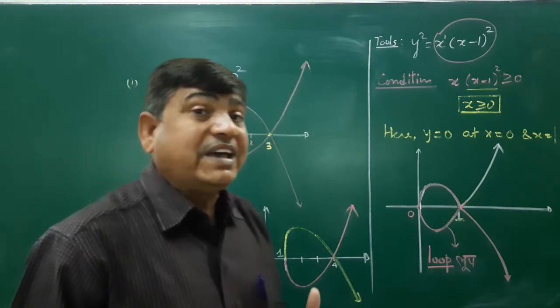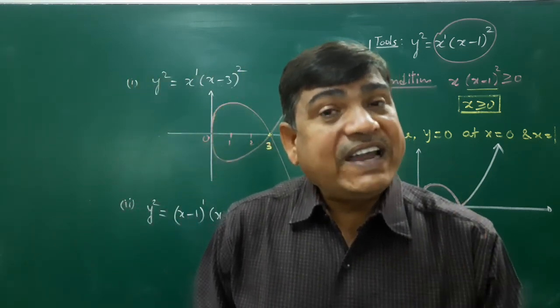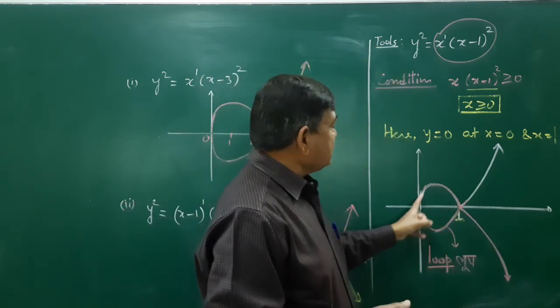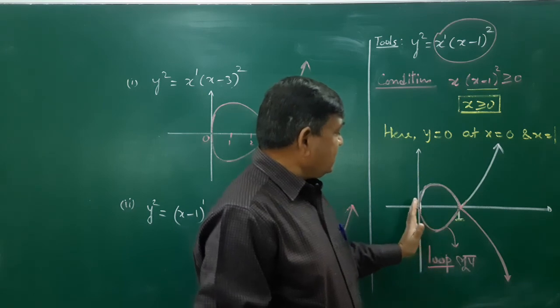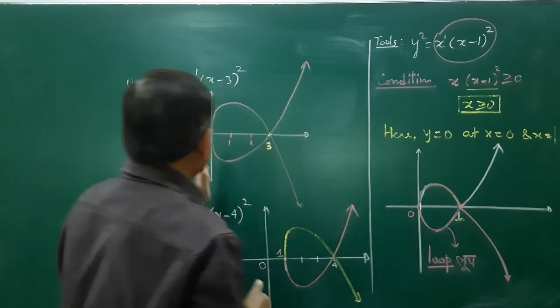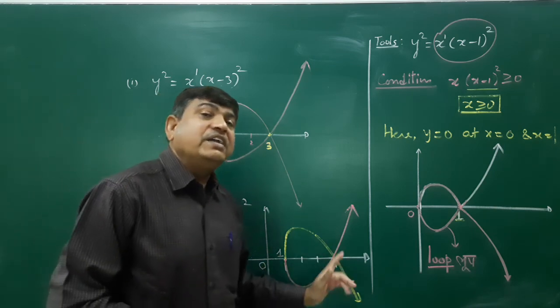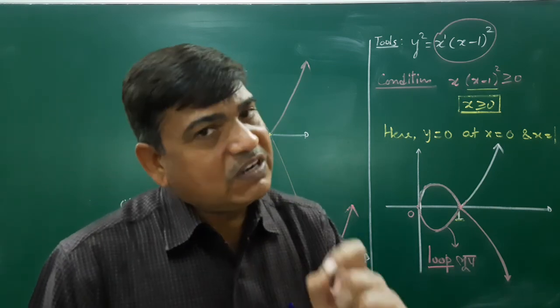So sometimes in the examination, it is asked, find the perimeter of the loop. That means you have to find the length of this complete one. So it is the integration between 0 and 1. This is the integration between 0 and 3. And this is the integration between 1 and 4. So let us solve one question on it.